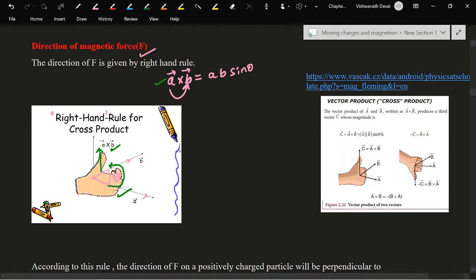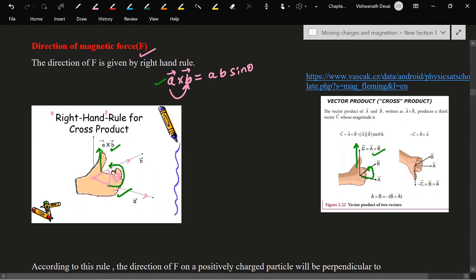Here is one more diagram. So A cross B is considered. To find the direction of A cross B, you have to curl your fingers from A towards B like this. Then the thumb points in the upward direction. That is the direction of A cross B you are going to get. And that A cross B is perpendicular to both A and B.